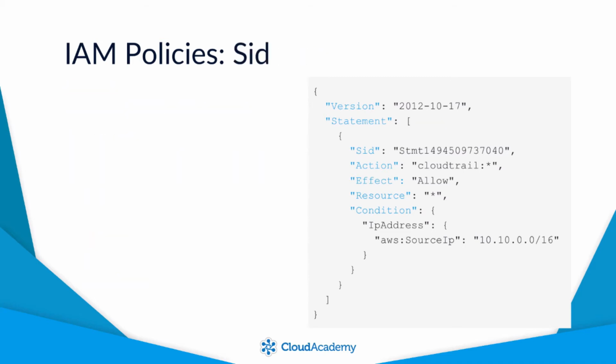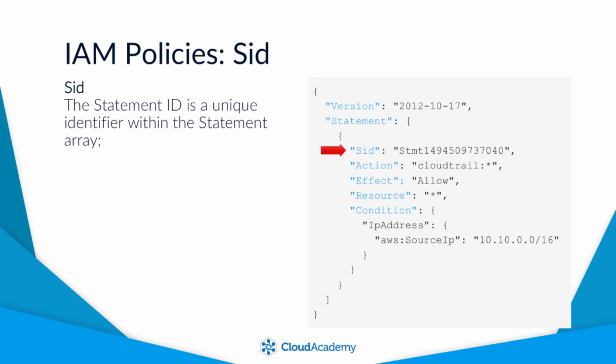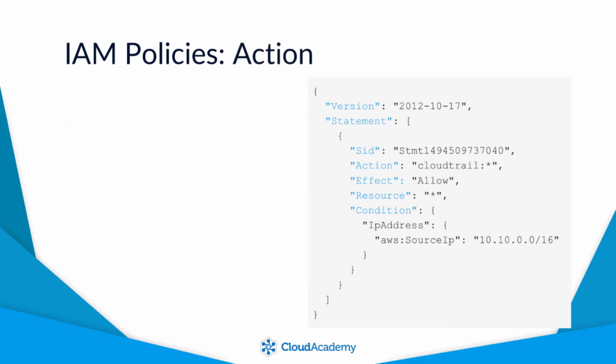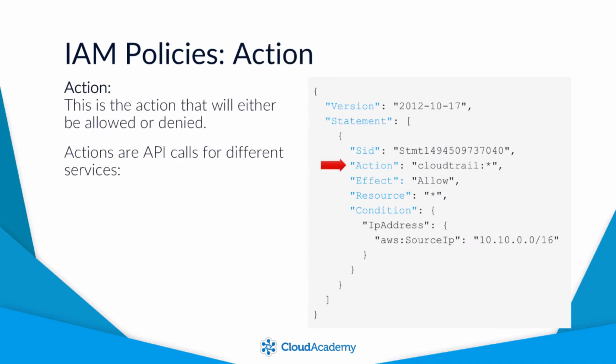SID. The SID, statement ID, is simply a unique identifier within the statement array. As you add more permissions, you will have multiple SIDs within the statement. Action. This is the action that will either be allowed or denied depending on the value entered for the effect element. Actions are effectively API calls for different services. As a result, different actions are used for each service. For example, the delete bucket action is available for S3 but not EC2, and likewise the create key pair action is available for EC2 but not S3.